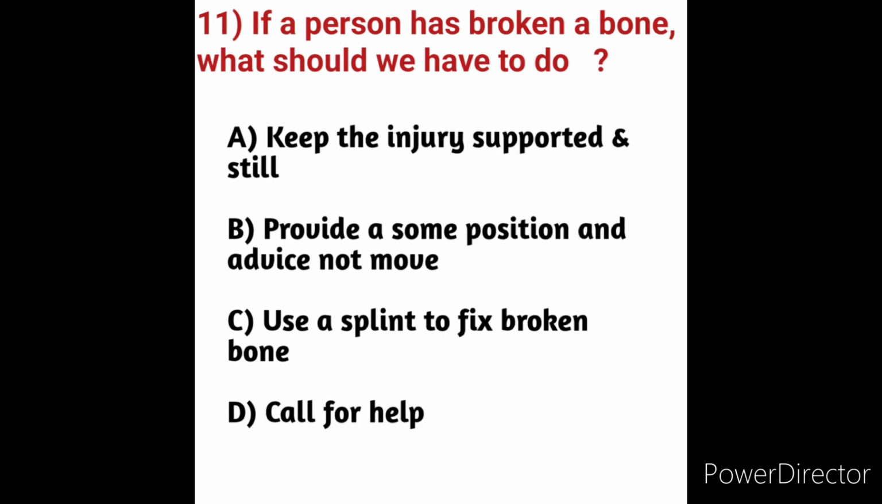If a person has broken a bone, what should we do? Here the person means the victim who has a broken bone. We will see the options. Option A, keep the injury supported and still. Option B, provide a comfortable position and advise not to move. Option C, use a splint to fix the broken bone. Option D, call for help. Immobilization with a cast or splint heals most broken bones.